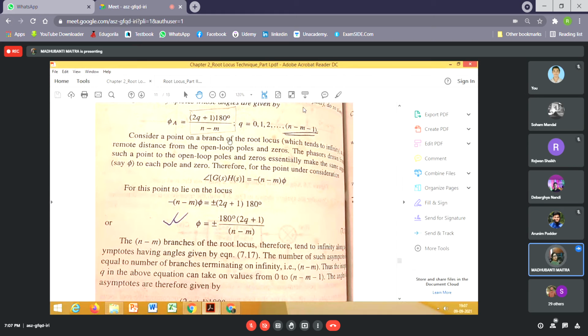Have you understood this? Okay, ma'am. So these are the asymptotic angles, and just remember that q will vary from 0 to n minus m minus 1, and that's why we'll get n minus m number of asymptotic angles. So since we have derived the asymptotic angles, can we draw the straight lines or asymptotes?